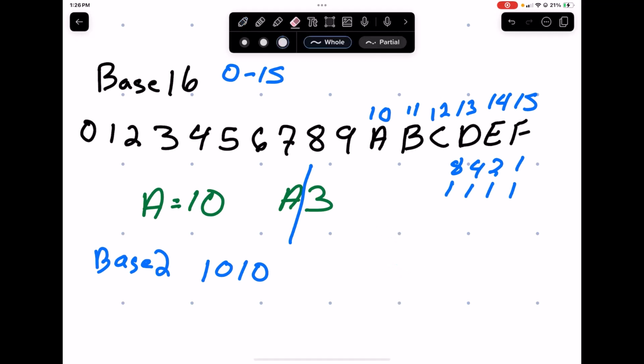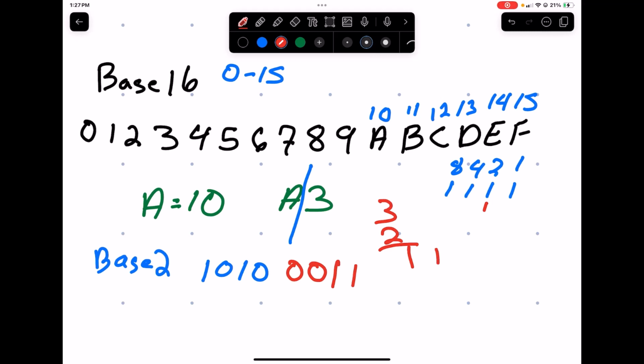And let's erase that. And now I'm going to switch to another color to represent the other part. All right. Can we take 8 from 3? No. Can we do 4 from 3? No. Can we do a 2? Yes. All right. So 1. There we go. So that is how mathematically we express A3 in binary.